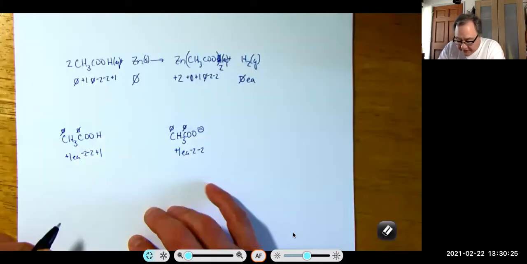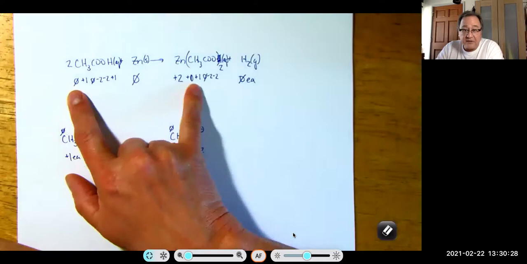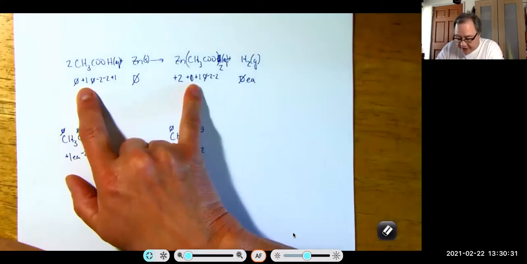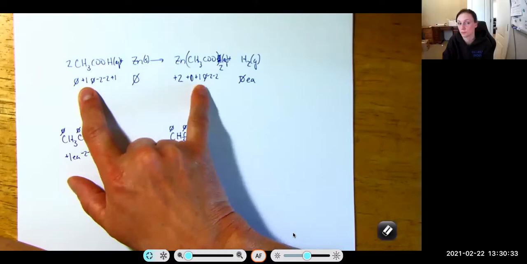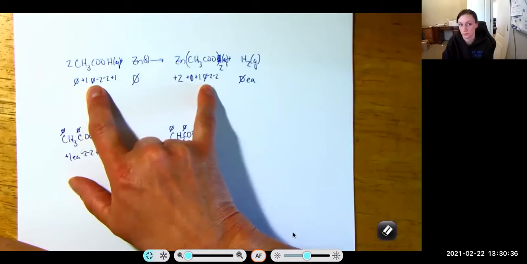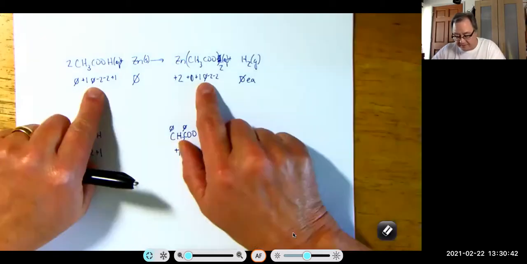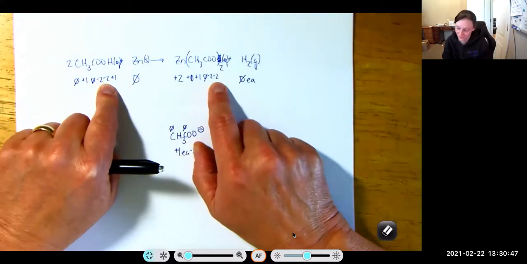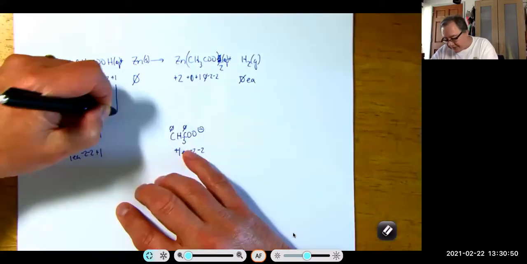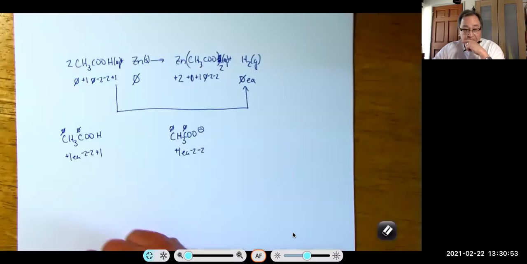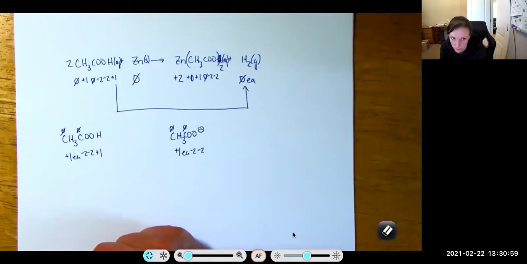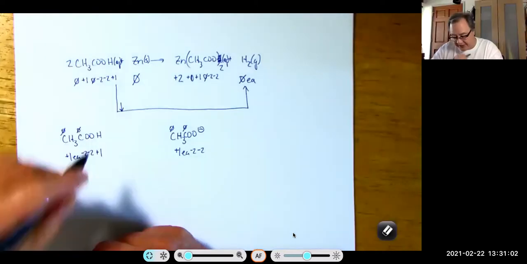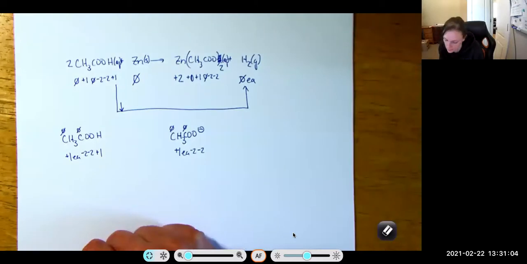So look at this carbon. Did it change? No. How about these hydrogens? Did they change? No. How about this carbon? No. How about this oxygen? Nope. How about this one? Nope. How about this hydrogen? Well, this hydrogen must be these two, right? Right. Did it change? Yeah, it decreased. Okay. How about the zinc? Did it change? Yes, it increased.